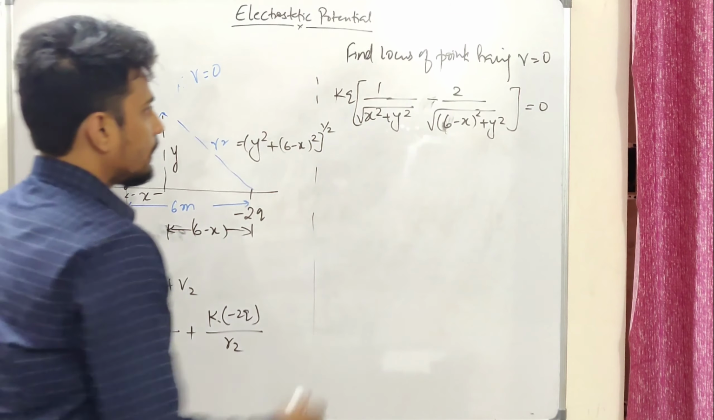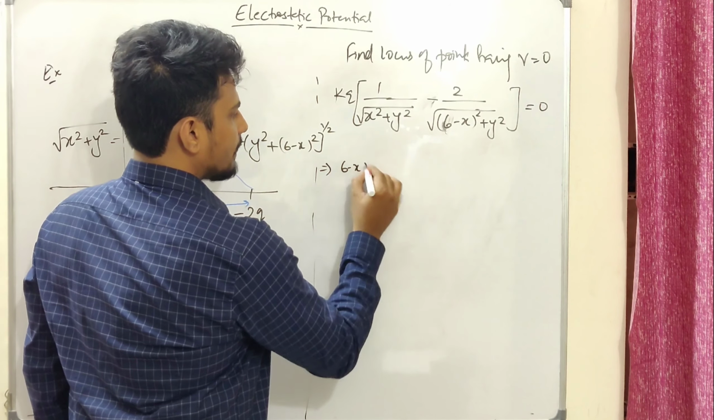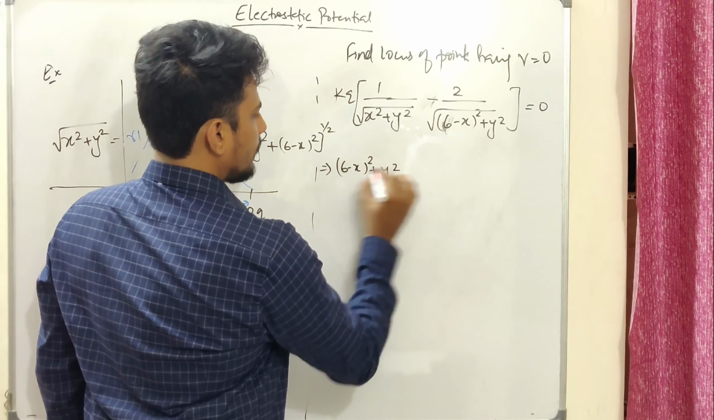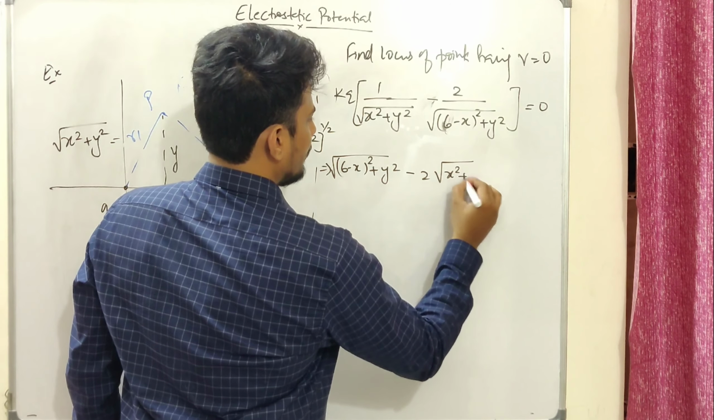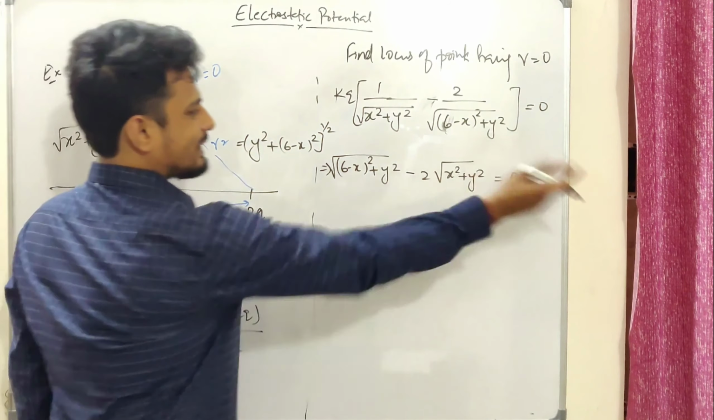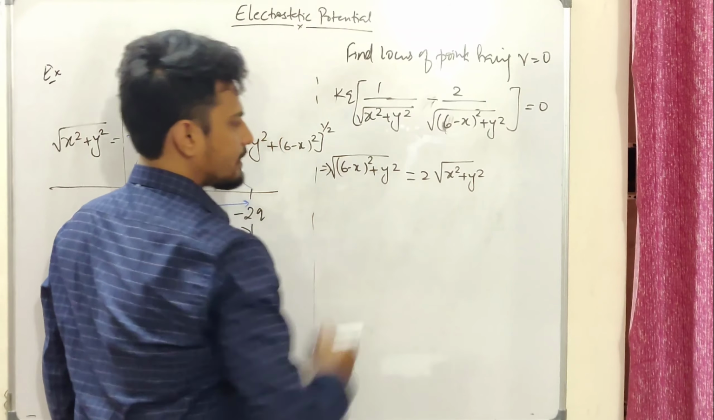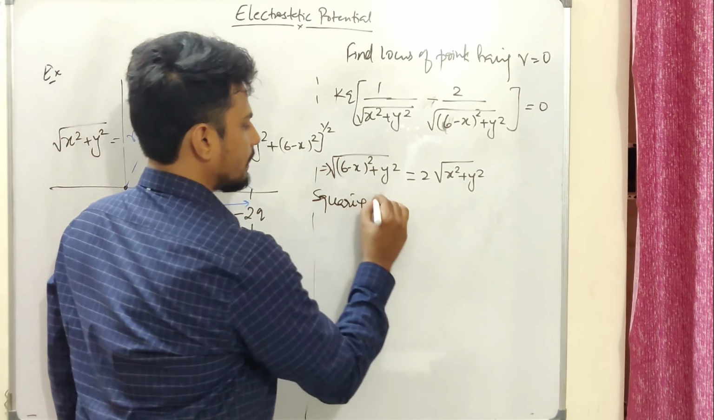Alright then. Now let me take that side. I'll have the square root of (6 minus x) whole squared plus y squared, minus 2 times the square root of x squared plus y squared, equals 0. Fair enough. Let me take it that side. So what I can do is quickly say this is this. Squaring both sides.